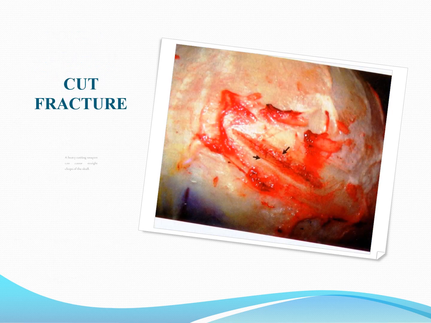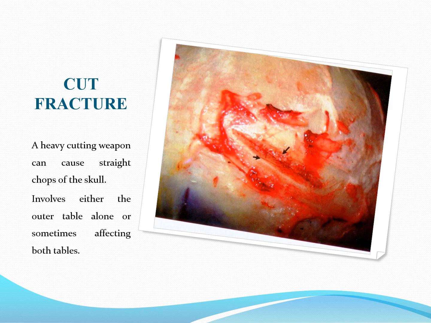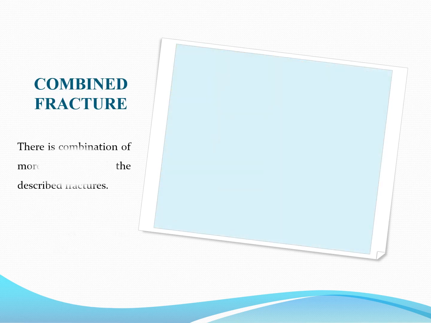Cut fractures are seen as straight chops of the skull resulting from a blow with a heavy cutting weapon like an axe or sword. It involves either the outer table alone or sometimes affects both tables. In combined fracture, there is a combination of more than one of the described fractures.